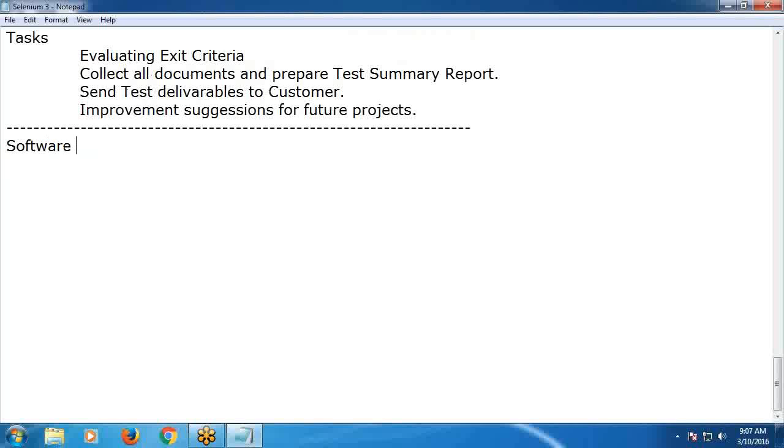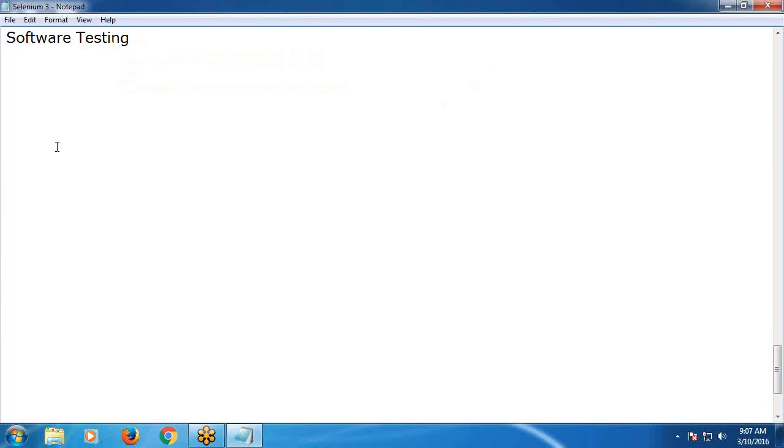Yeah, software testing. I will provide the software testing structure. First, SDLC, software development life cycle models.